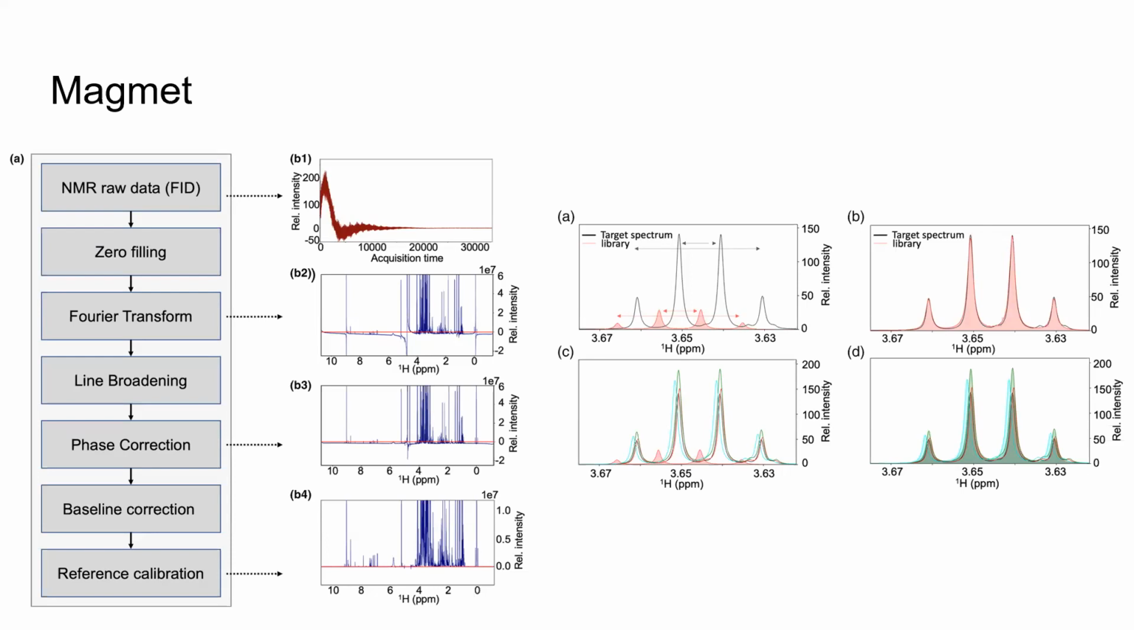And so one of the advantages of Magmet is also that Magmet can handle some variation in peak position in the experimental spectra and still be able to identify and fit the peaks.